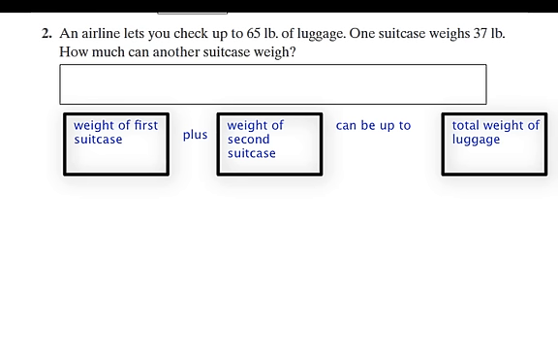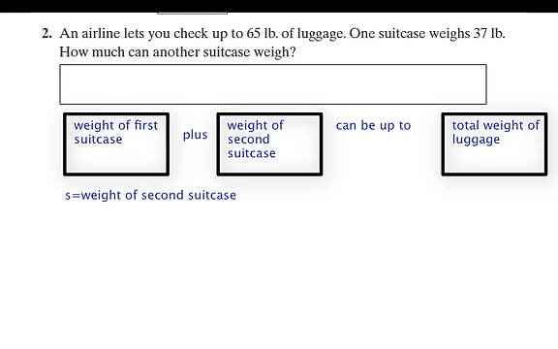Now we have to really think about this problem. Can the luggage weigh 65 pounds? It can. So when we replace can be up to, we know that it can actually equal 65. So that will change the inequality that we put in there. So let's start filling in what we know and determine a variable. Our variable is going to be for the weight of the second suitcase. So let's just use S for suitcase.